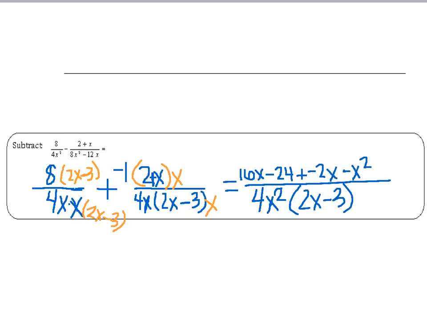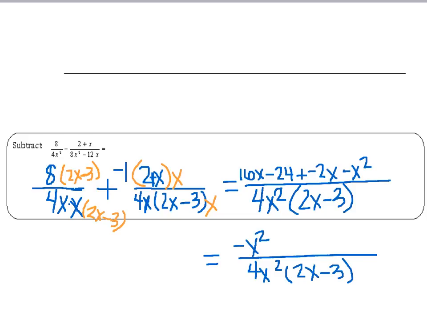So let's now put these in their right order and combine our like terms. We're going to keep the bottom 4x squared times the quantity 2x minus 3. And you have room to write this in your frame. I can't write quite small enough again. And the first thing that we got to write first is this minus x squared, because when we put it in standard form, we look at our powers. That's got the highest power, so that comes first.